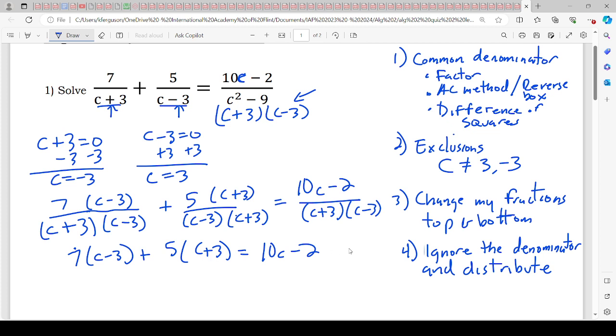So now, like I said, next I'm going to distribute. Distribute just means I multiply my number on the outside times all the numbers on the inside. So that's 7 times c and 7 times a negative 3 plus 5 times c plus 5 times 3 equals 10c minus 2. Next, I add like terms.